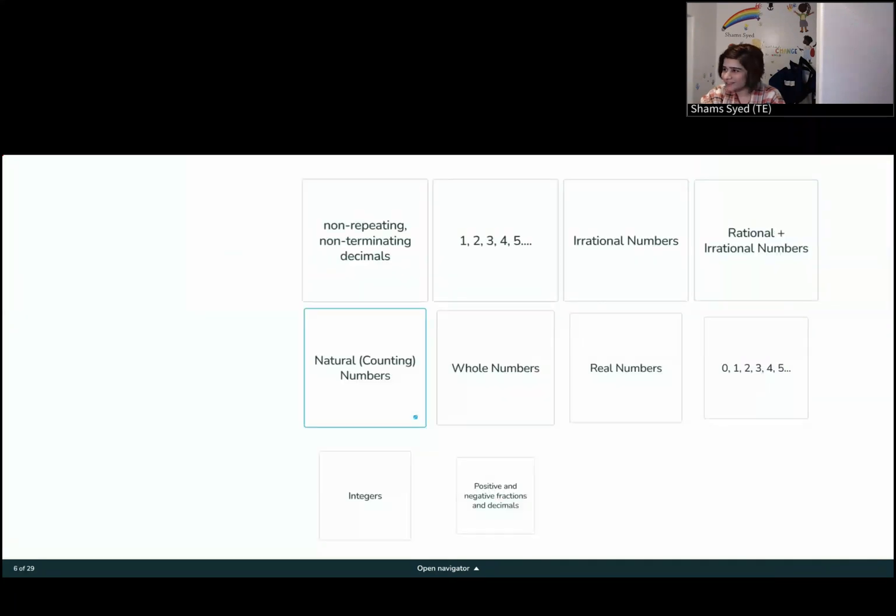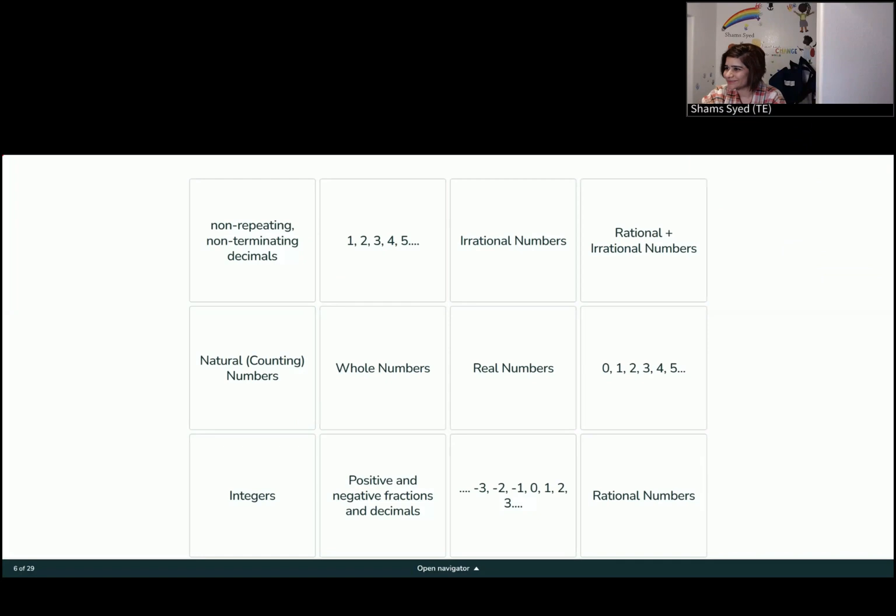So here is the matching activity. Let's get started. Match your natural numbers. Go hunt for the natural numbers. These are the kinds of numbers given to you. See which one is the natural numbers.